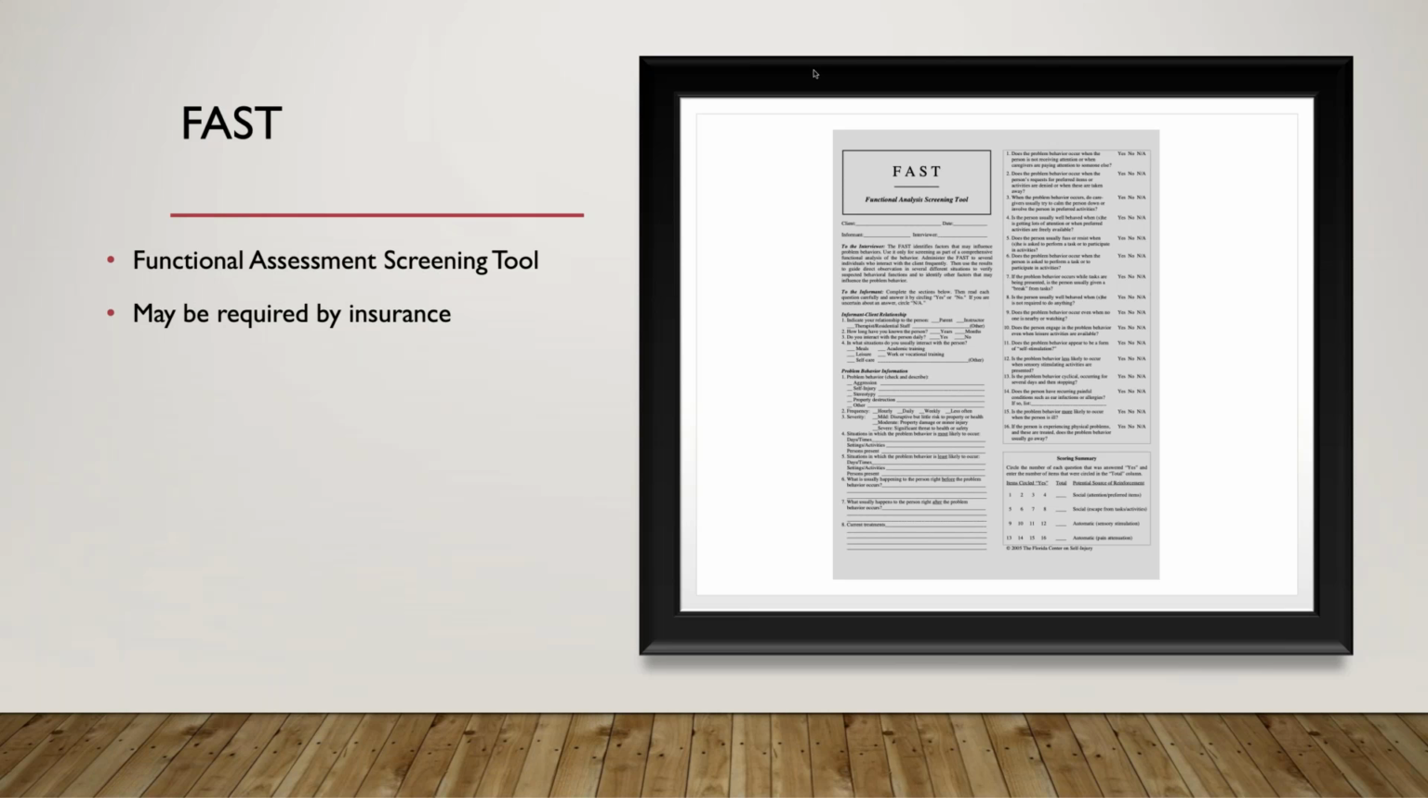So the first question: does the problem behavior occur when the person is not receiving attention or when caregivers are paying attention to someone else? If the answer is yes, then it could be that the behavior of concern has an attention component to it. If the answer is no, then it's less likely to have an attention function. There are 4 questions for each one. You score them up and it'll give you an idea about the function. Of course, this is helpful information, but it's not necessarily like, okay, I did the FAST and now I'm certain that this behavior is controlled by this function.